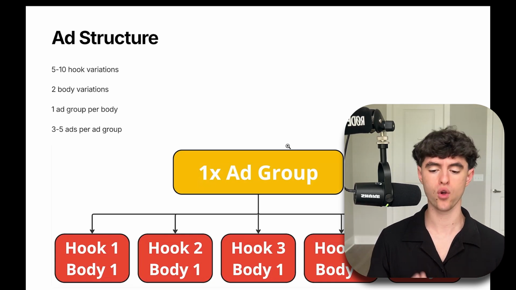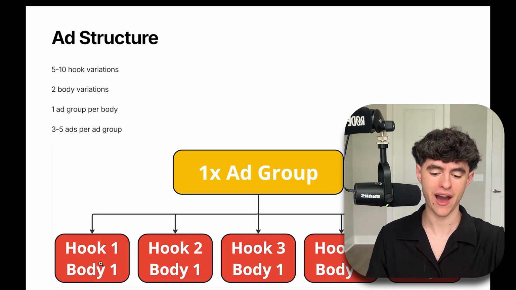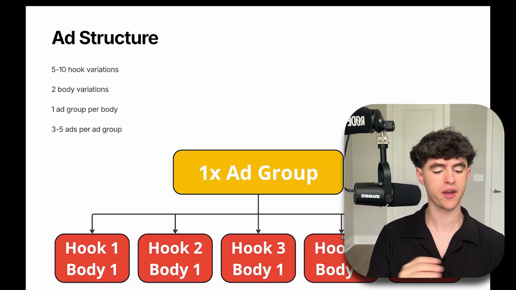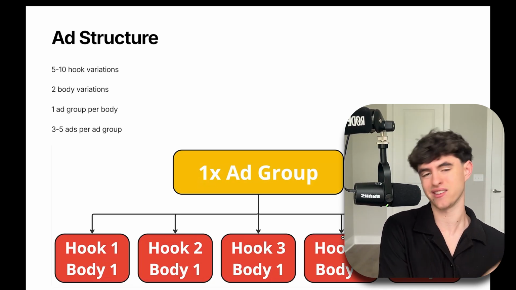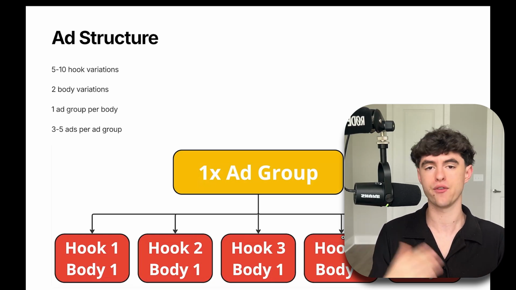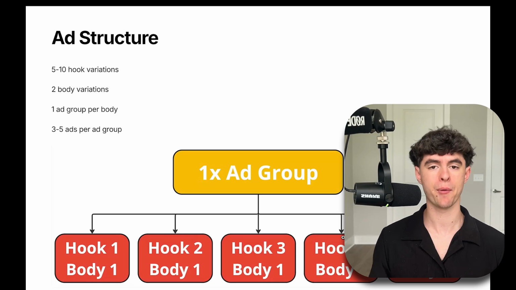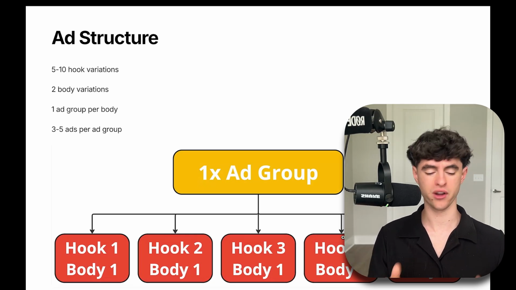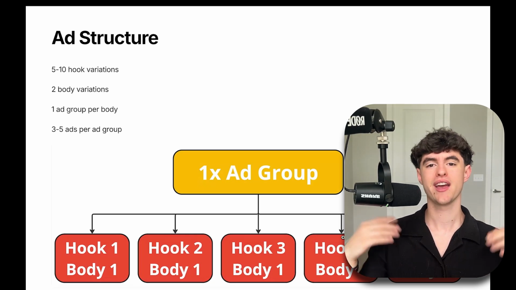Essentially, the goal of this is to have one ad group per body, with 3 to 5 different ads per ad group. This way you have 10 to 15 more ads on hand. Let's say if your first 5 or 10 ads aren't performing well, you can swap them out, test all these different ones, mix and match them with different audience types, and you'll be good to go.